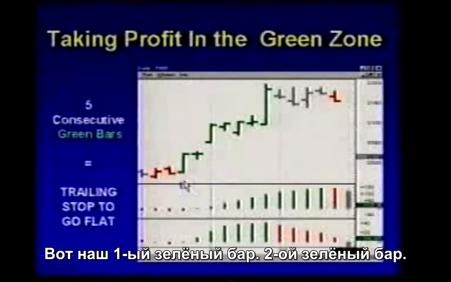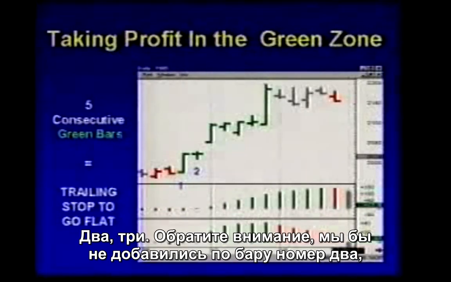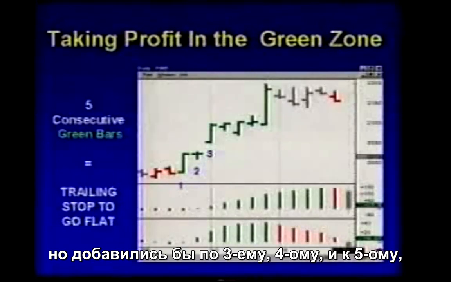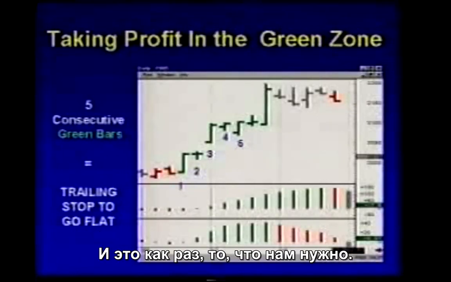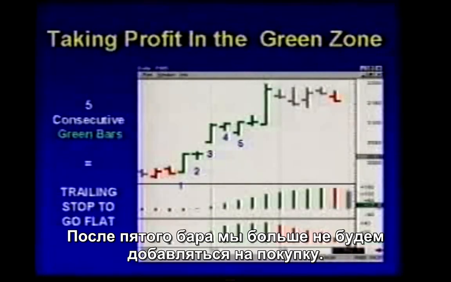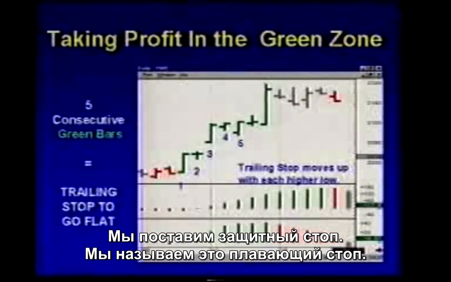Here's our first green bar. Another green bar. It's 2, 3. Now notice we wouldn't have added on 2, but we would have added on 3, would have added on 4, would have added on 5. They had higher closes. They were green bars and they have a higher close. That's what we're looking for. Now after 5, we would not take any more buys. We would now place a protective stop.